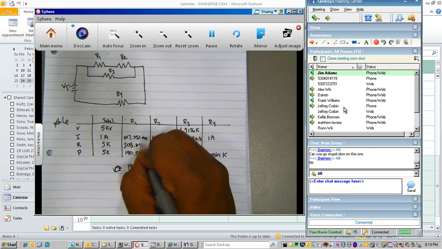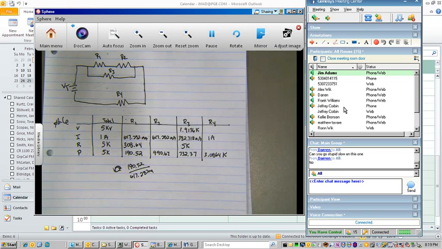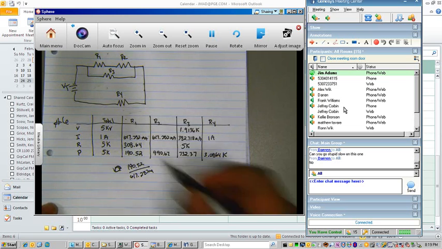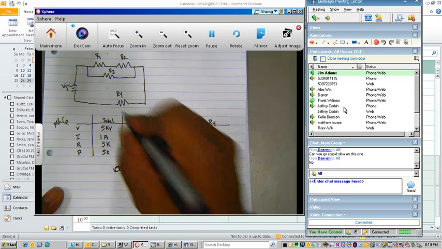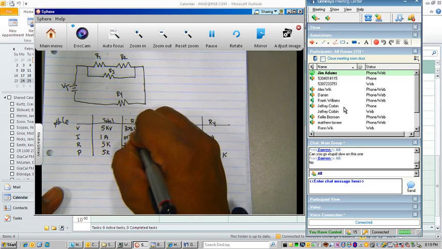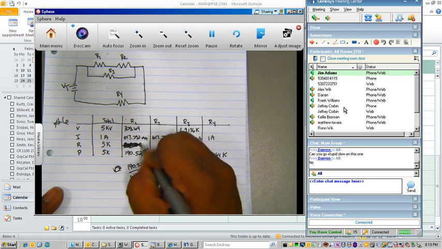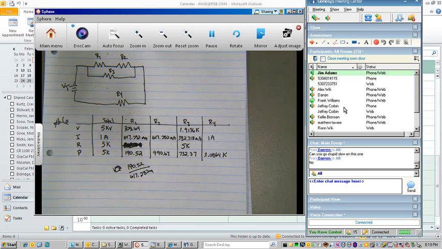You're right. Okay, everybody see that? And we also know that the current through R4 is what? 1 amp, right? Because it sees both of these put back together, which is the same as the total current.